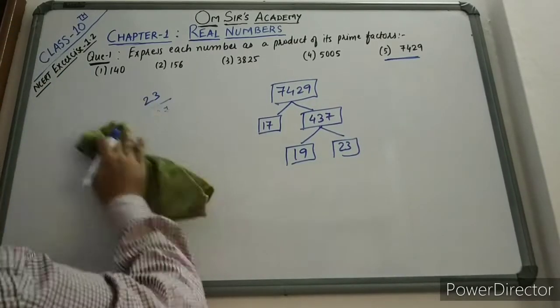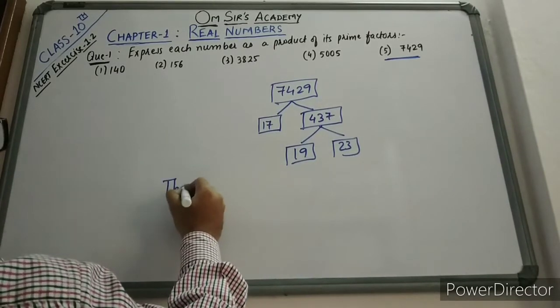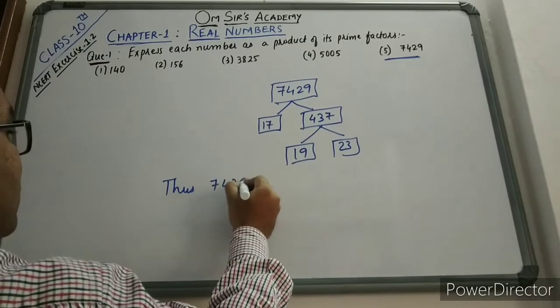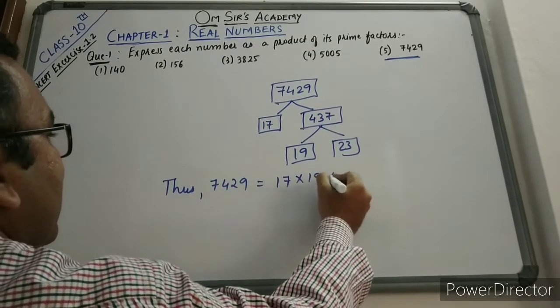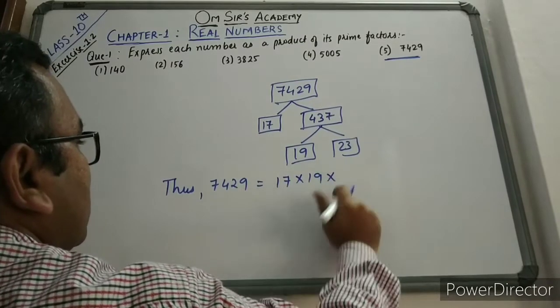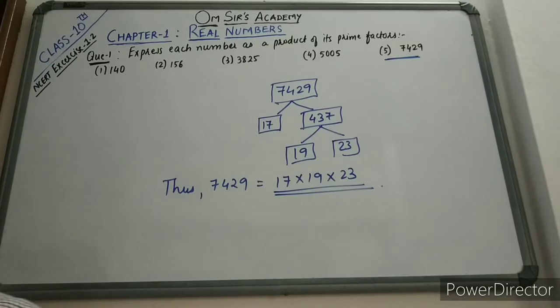So here your answer will be what? Prime factors of 7429 is equal to 17 into 19 into 23. This is your final answer.